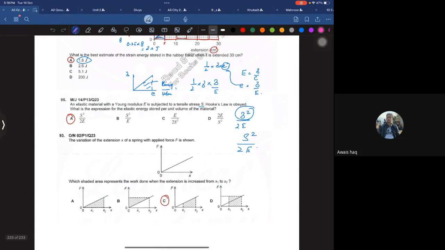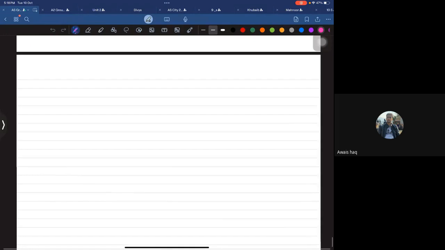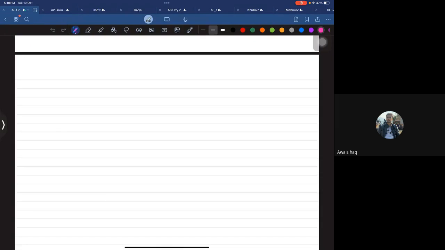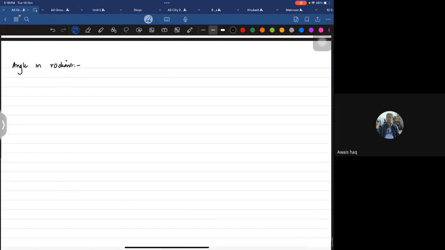So now the next. Suppose that, by the way, it has never come in the exam, but you cannot rule this out. I just want to tell you about angle in radians. There's another way of taking angles, but it's a gray area in the syllabus. You guys need to remember the conversion of this. Like 180 degrees is equal to pi radians.